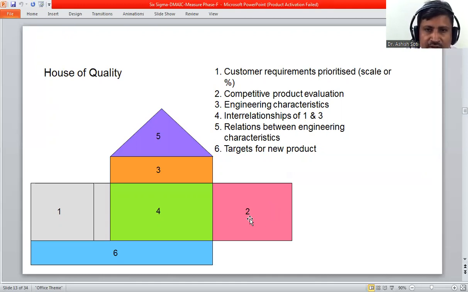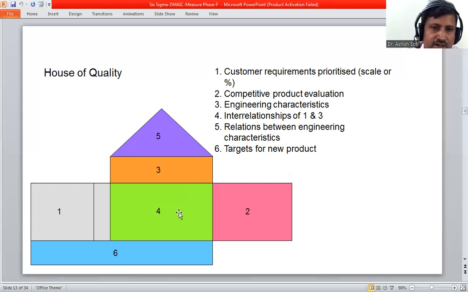Then 3 is engineering characteristics. 3 is trying to see what is the relevant engineering characteristic, because what the customer is telling is not the CTQ. What we can measure is the engineering characteristic. Number 4 is the relationship between 1 and 3. So 1 and 3, what is the relationship existing, that is given here in some numerical value. You can give 1, 3, 5 or you can have some kind of a scale.